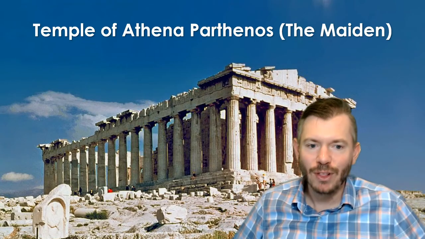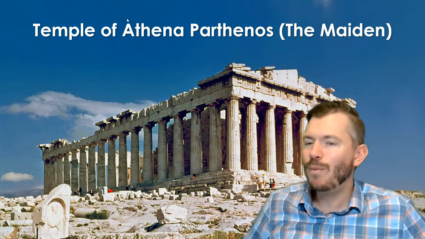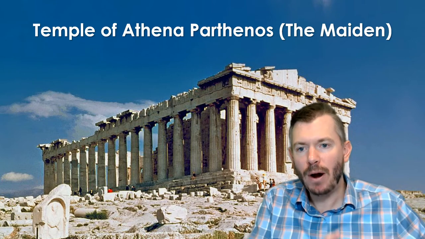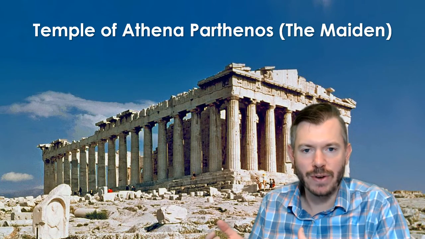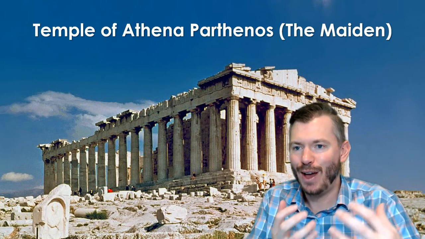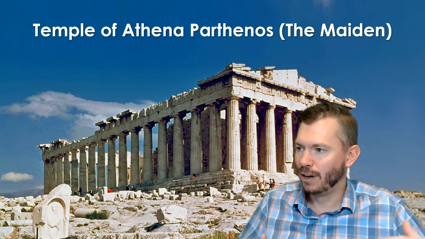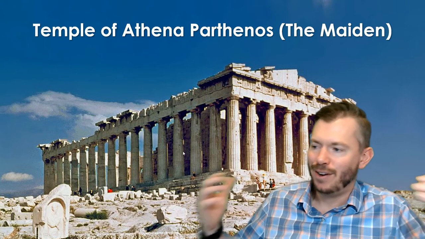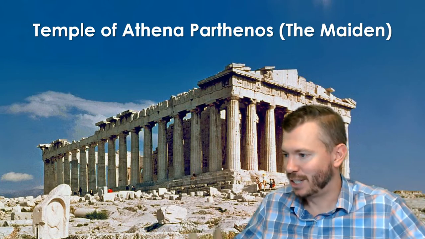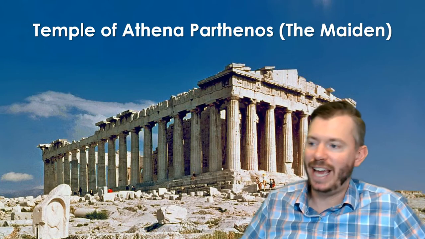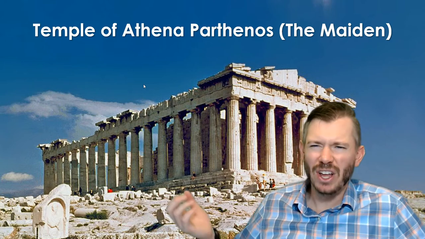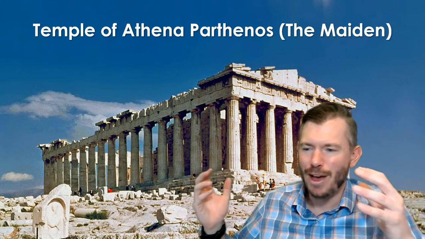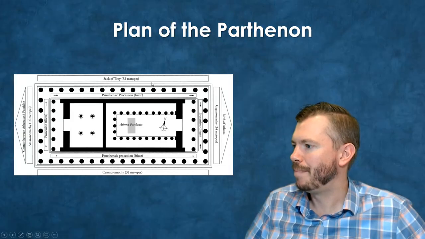So when we look at the Parthenon, we're looking at something like this. And again, when we say the word Parthenon, what we mean is the temple of Athena Parthenos. So a temple to Athena. And which version of Athena? The maiden, the Parthenos, the virgin or the maiden. And this is one of the most iconic architectural features in all of the ancient Greek world. It's the most famous today, and it was also the most famous in antiquity. People knew this was something to be marveled at.